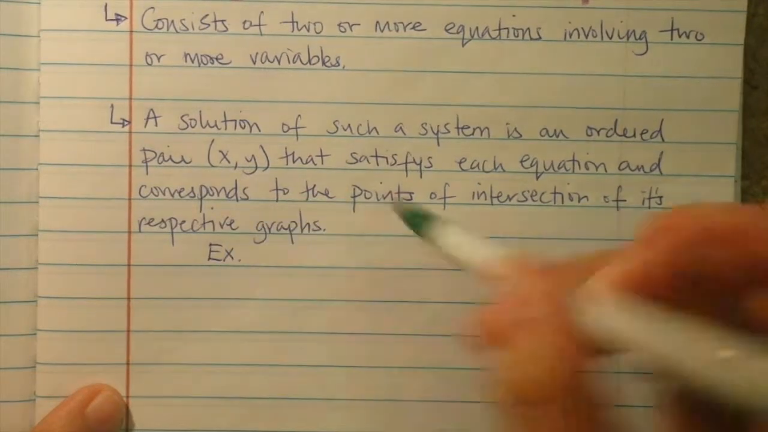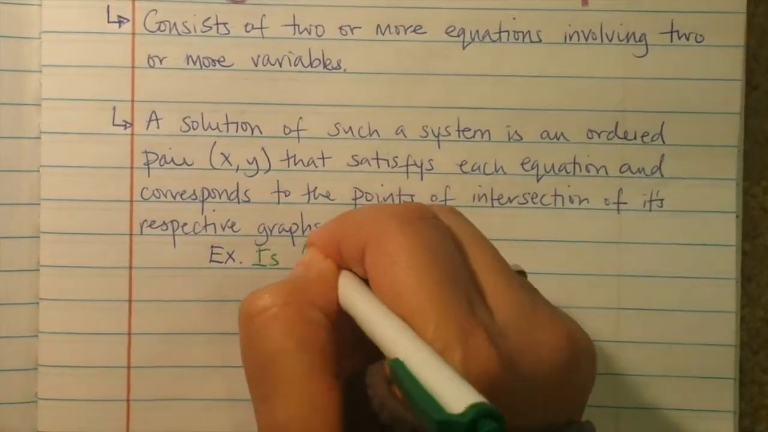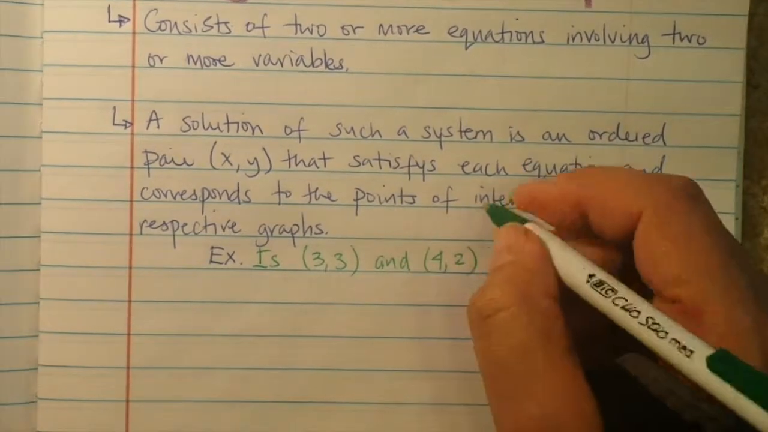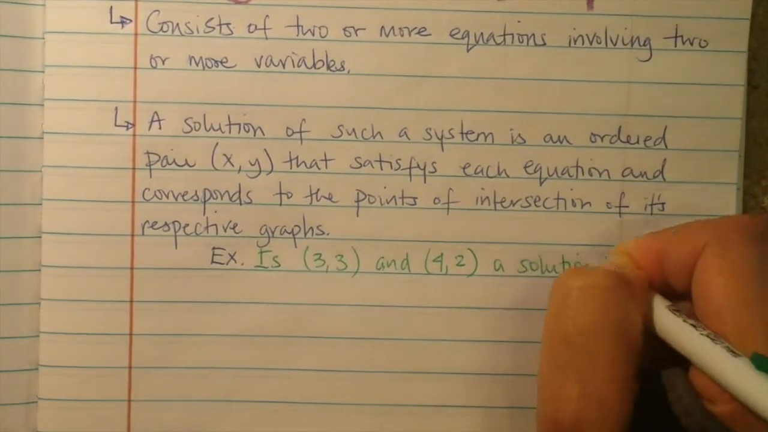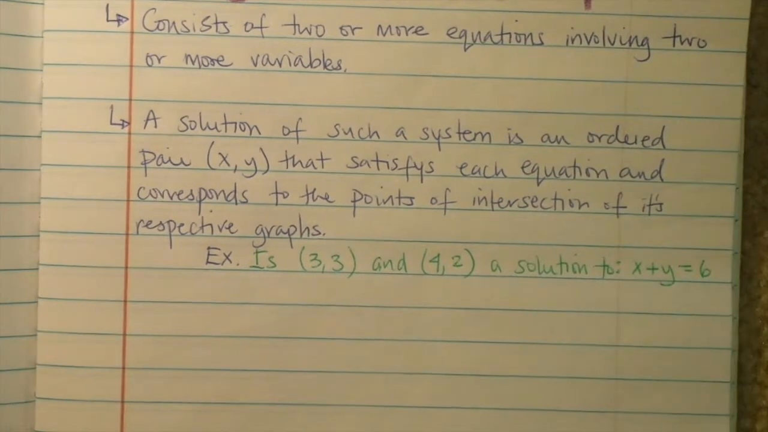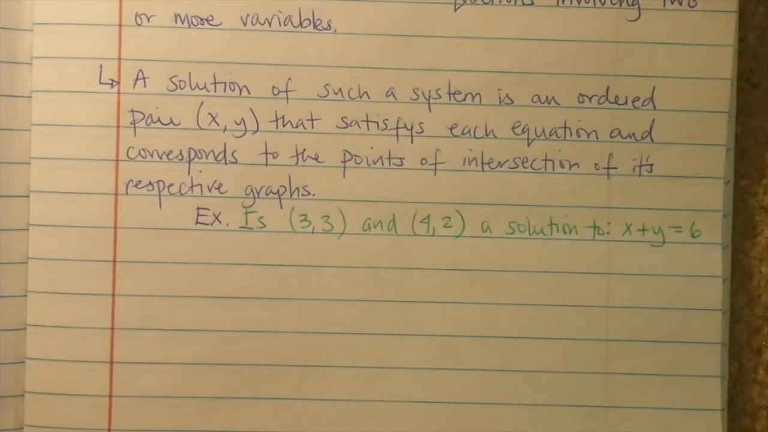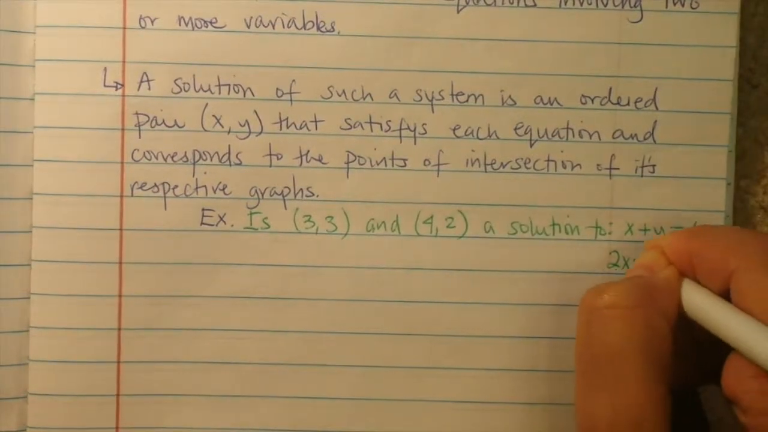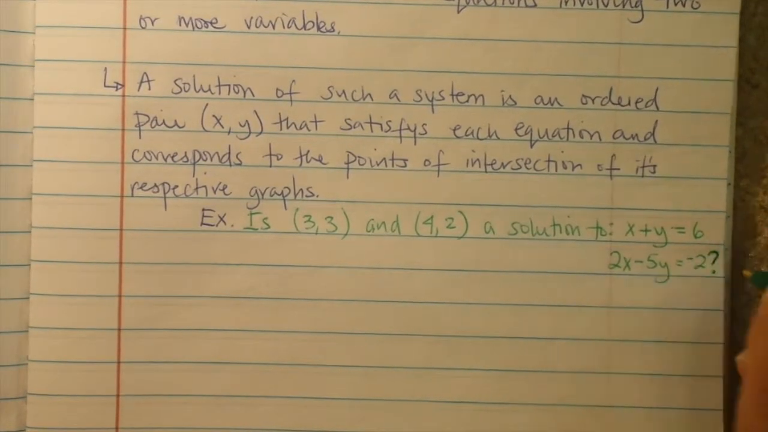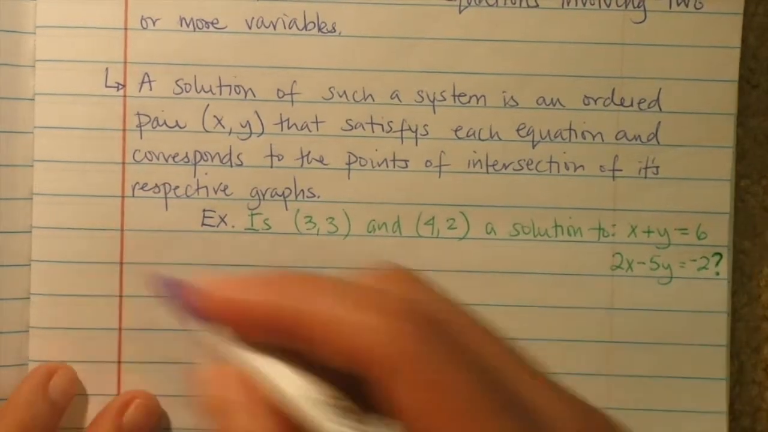For example, a question might say, is (3, 3) and (4, 2) a solution to the following system of equations? So the system is x plus y equals 6 and 2x minus 5y equals negative 2. So is (3, 3) and (4, 2) a solution to that system of equations?